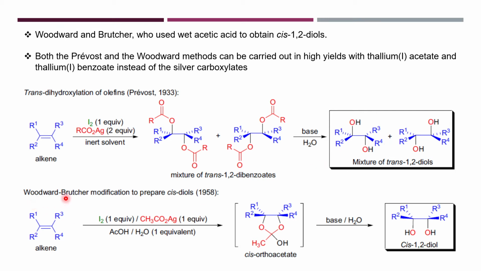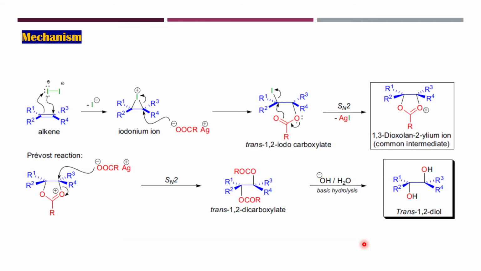In the Woodward-Butcher modification, the difference over here is that we are using water in presence of acetic acid, and say one equivalent has been used. Over here the solvent was inert, here it is not inert, and so what happens is it leads to the formation of a cis orthoacetate type of cyclic molecule, which undergoes base hydrolysis and gives the formation of the cis diol. Let's look at a few examples. Okay, the first, the mechanism.